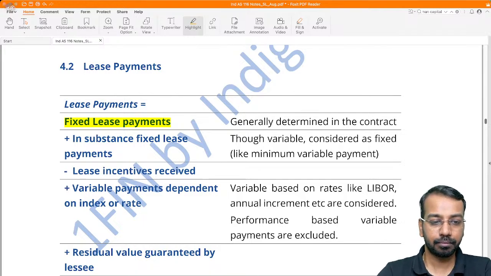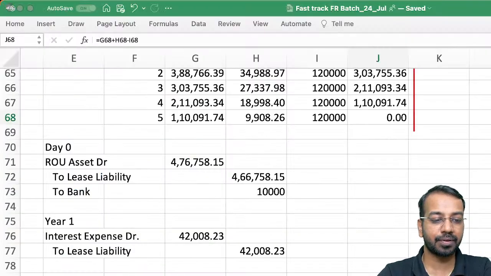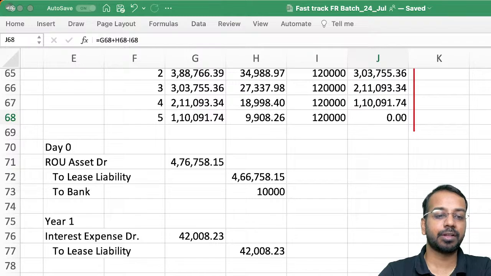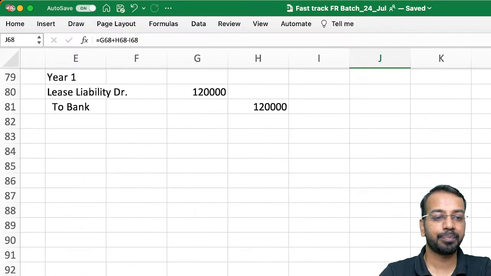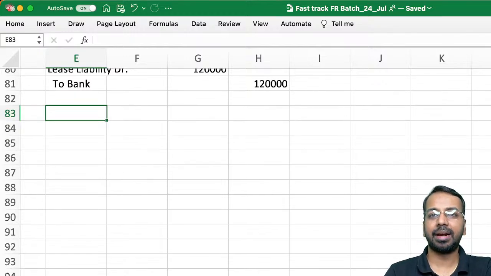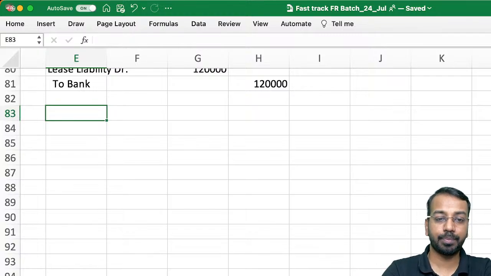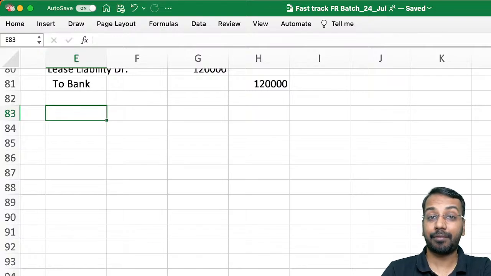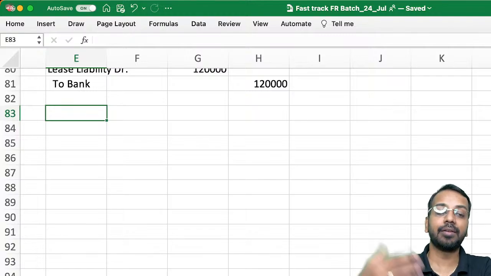Then, there is something called in substance fixed payment. Now, what is this in substance fixed payment? Let me give you a very simple example. You can see the variable payments, let us say, when there is a shop in a mall which is being rented out. So you wanted to open a shop in a mall. You didn't want to pay a fixed amount or a high fixed monthly rental.